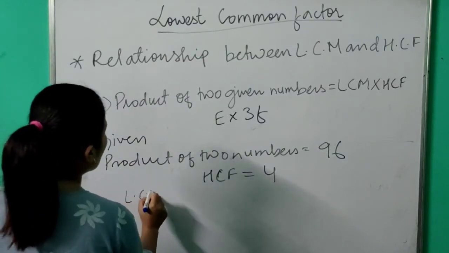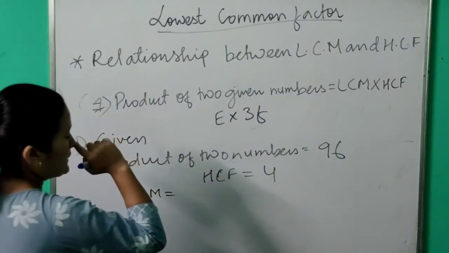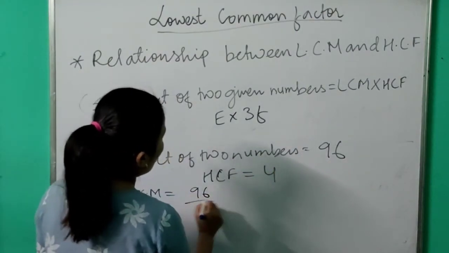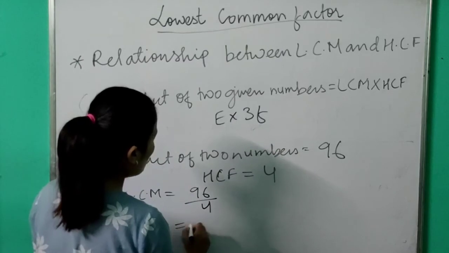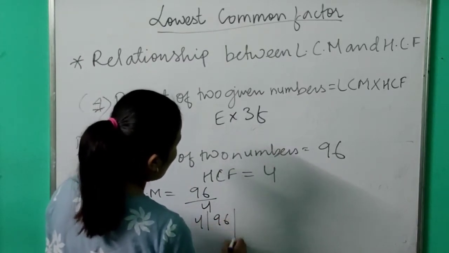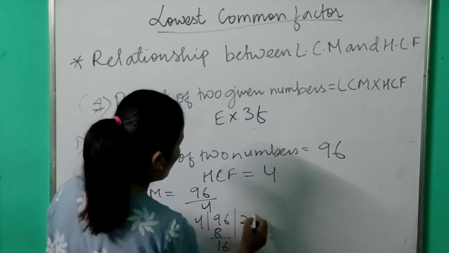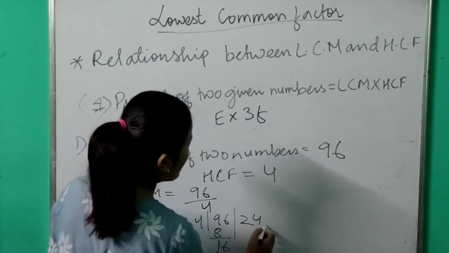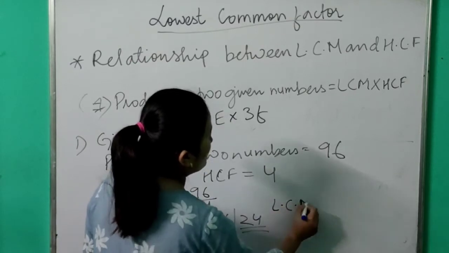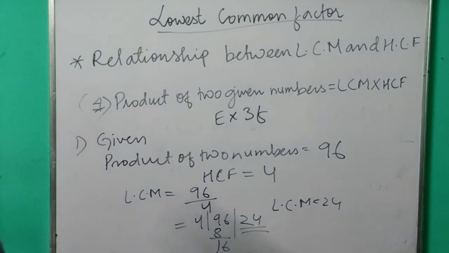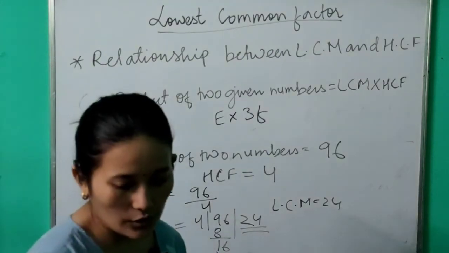So how do you find the LCM? The formula for finding LCM is the product of two numbers, that is 96, divided by HCF, that is 4. So find the division. 4 2s are 8, 16, 4 4s are 16. So what would be your LCM? 24. So LCM would be 24. So using this formula, if either LCM or HCF or the product is given, you can find the unknown easily. Okay, so remember this particular formula.